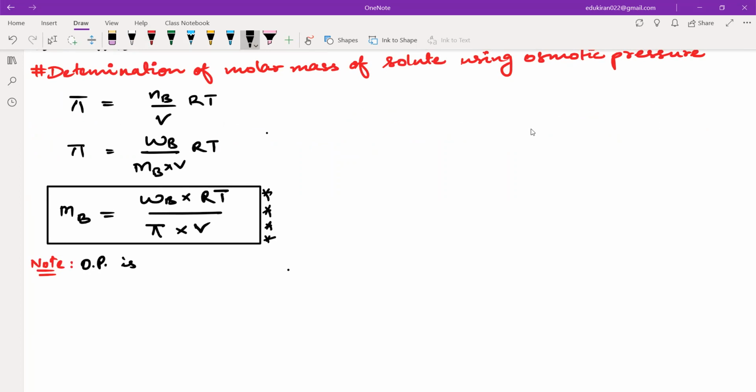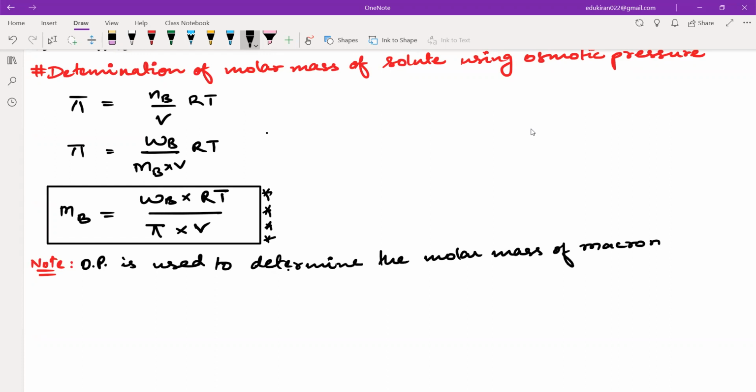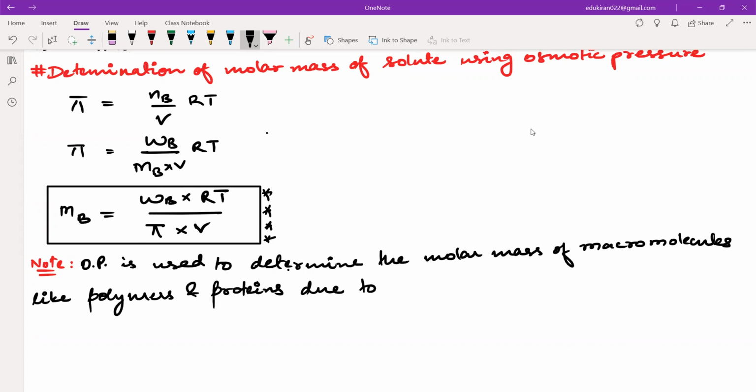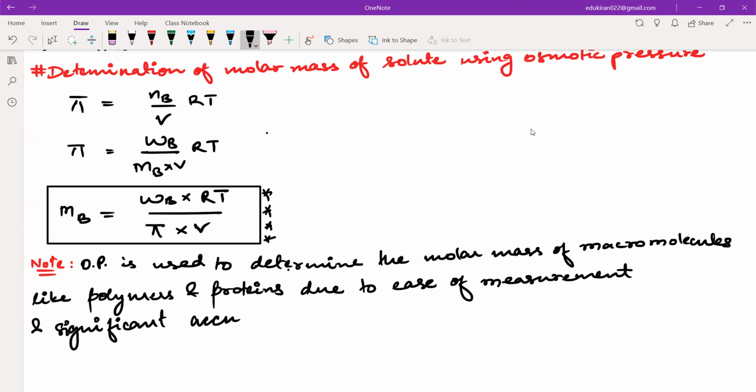Osmotic pressure is used to determine the molar mass of macromolecules like polymers and proteins, due to ease of measurement and significant accuracy. Okay, so this question was asked in 2015.